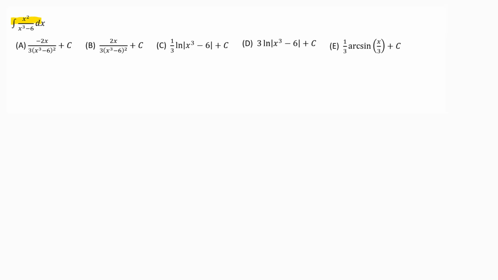They're giving us here this indefinite integral to start with. So we're being asked to find the antiderivative of x squared over x to the third minus 6 dx. When we're dealing with antiderivatives, the good news is there's not a ton of rules for finding antiderivatives.